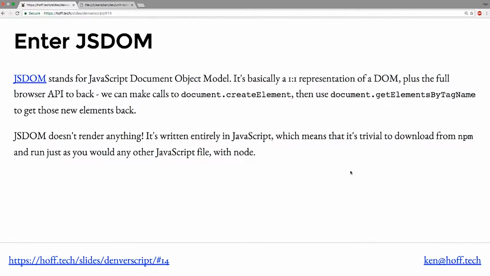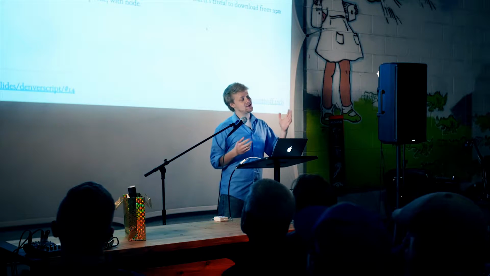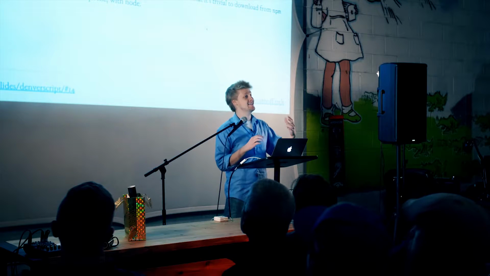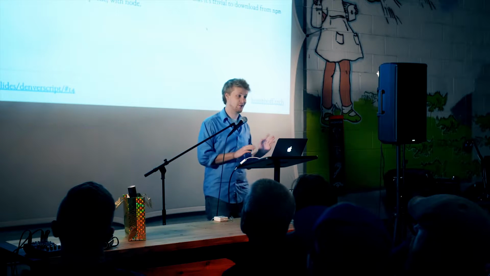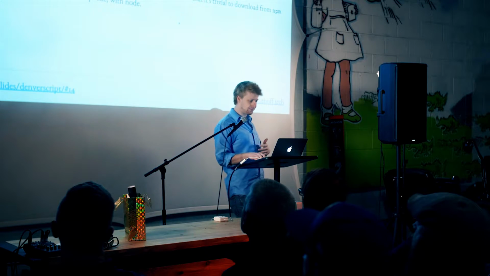Enter JSDOM. JSDOM is JavaScript Document Object Model. It is basically a one-to-one implementation of a browser, just entirely done in JavaScript. We call document.createElement, and then we call document.getElementsByTagName, and we get back the element that we just created. JSDOM doesn't render anything, it's totally headless, just runs in JavaScript. It just sort of manages the state of the browser at any given time. Because it's all written in JavaScript, it's super easy to download from NPM, and the important thing is that it plays super nicely with all of our Node code, which is the way that we're going to be doing all of this testing here.